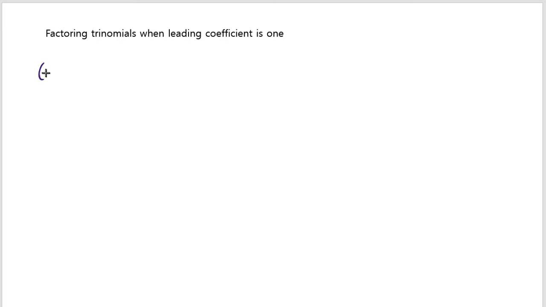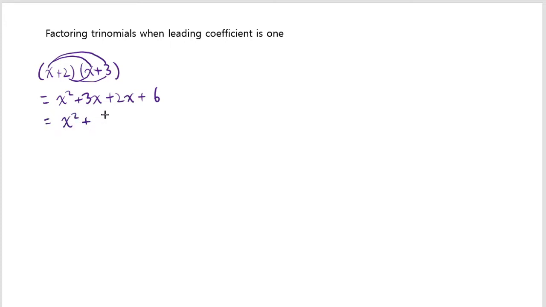If you multiply x plus 2 times x plus 3, you can do FOIL. You just pair things. X times x is x squared. X times 3 is 3x. 2 times x, and 2 times 3, which is 6. And you get x squared plus 5x plus 6.